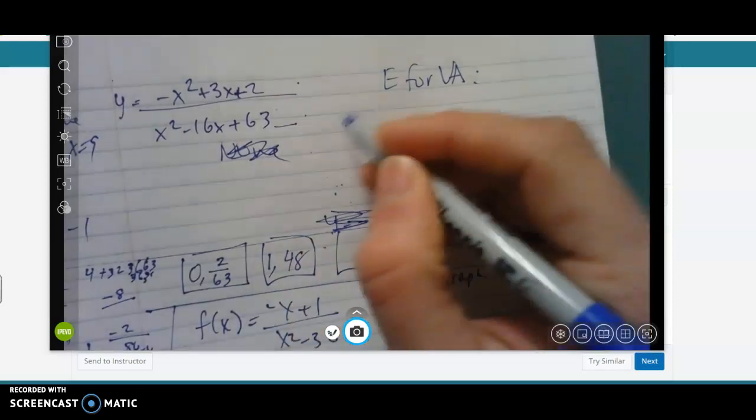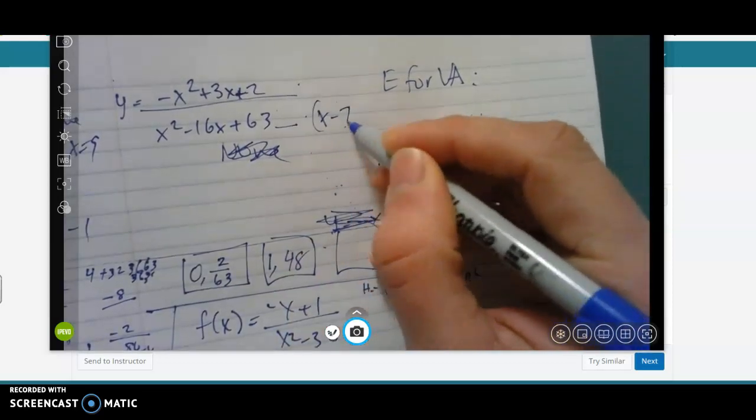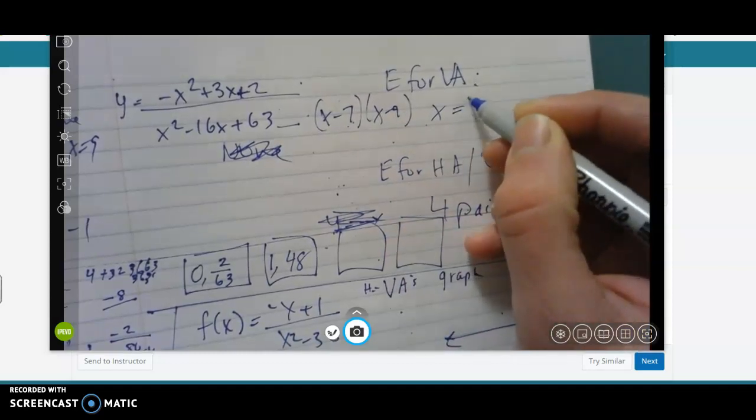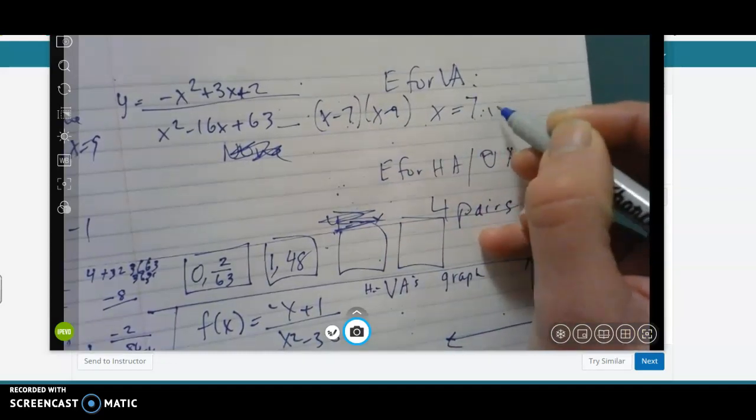All right, last couple here, the equation for the vertical asymptote. For this equation here, we're going to try to factor if possible. It's going to be x minus 7, x minus 9. So our equations for the vertical asymptotes are x equals 7 and x equals 9.